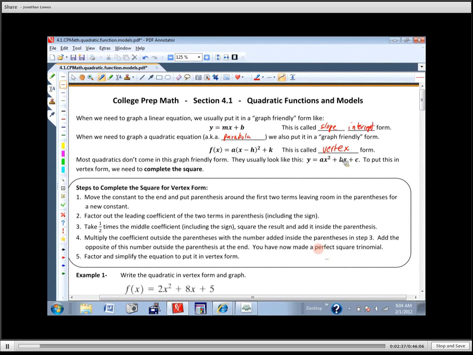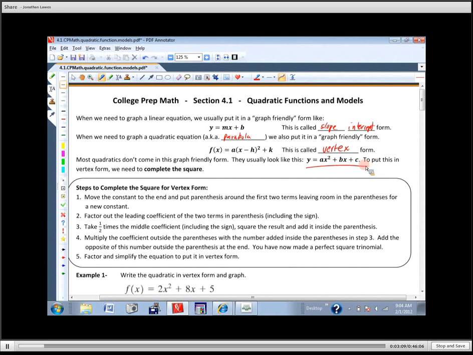Okay, so we're going to put these in vertex form, and that's a nice graph-friendly form, but the problem is they don't always come in that form. If it always came in this form, it would be really easy. We could look at it, we could tell what the vertex is, we could tell whether it opens up or down. Based on what this number is, we could tell whether it's been stretched or shrunk and all that nice stuff. Most of the time, they look like this. And if it looks like that, there's not a whole lot that you can tell about the shape of the parabola and where it is. So we have to put it in vertex form in order to be able to graph it.